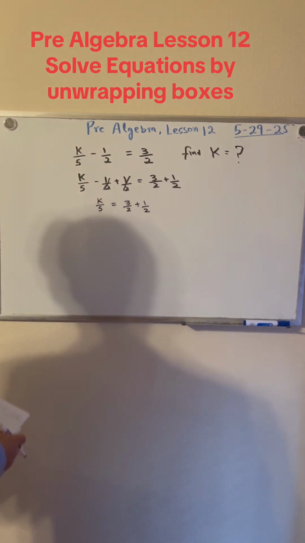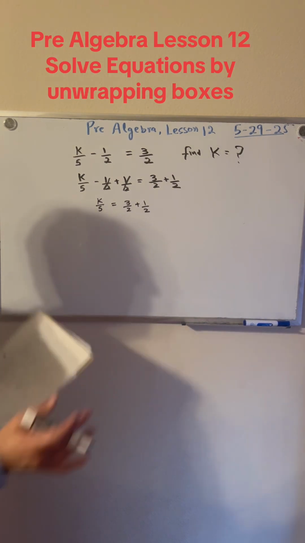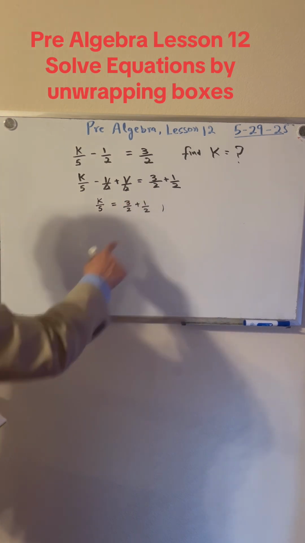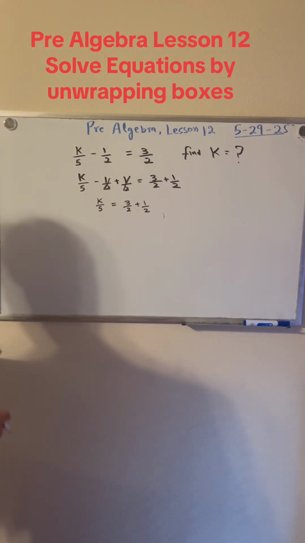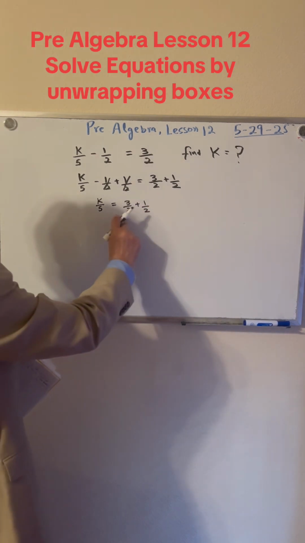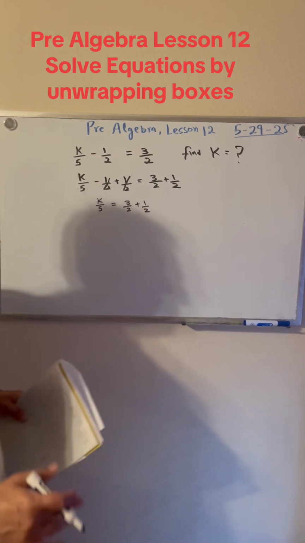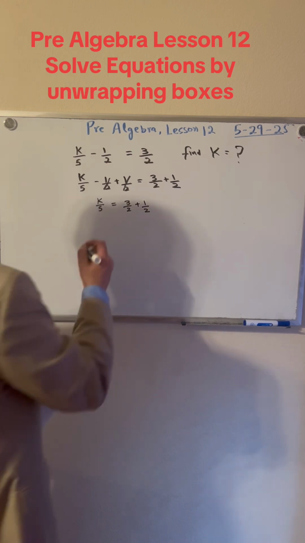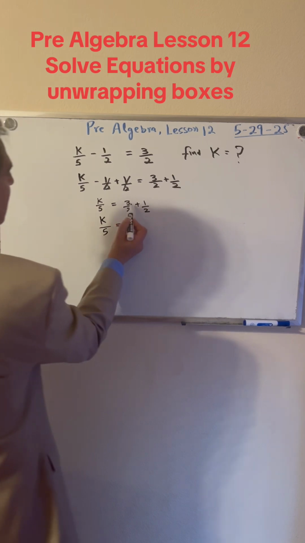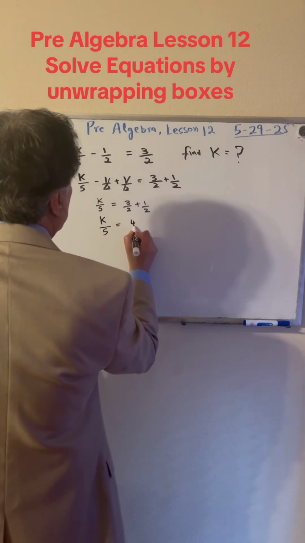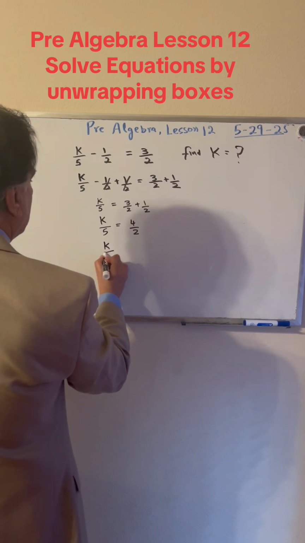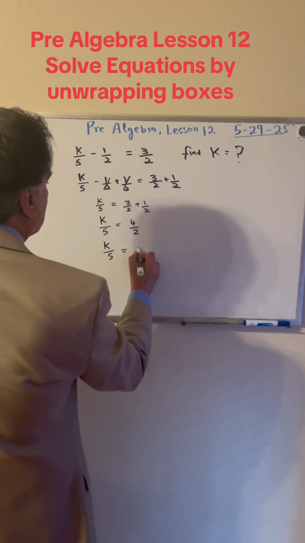All right. Now we unwrapped the box, but we still have to solve this first, right? So what is 3 over 2 plus 1 over 2? As the denominators are the same, I can just add 3 and 1, so it'll be 4 over 2. So then k over 5 is equal to just 2.